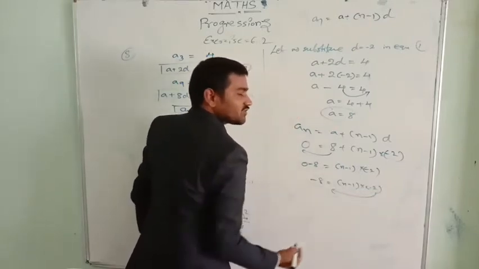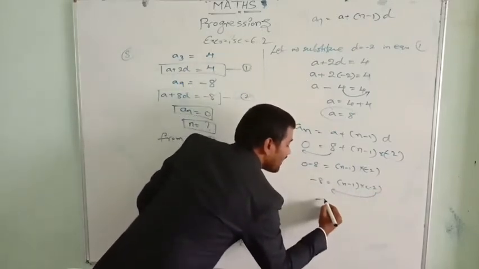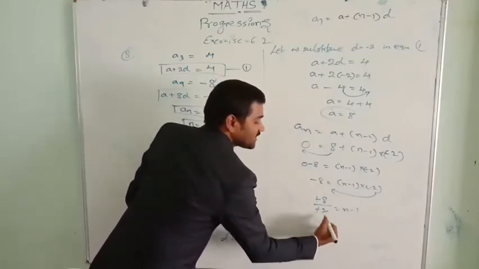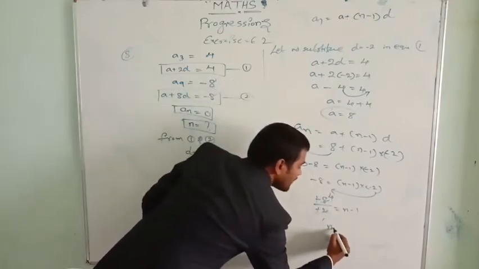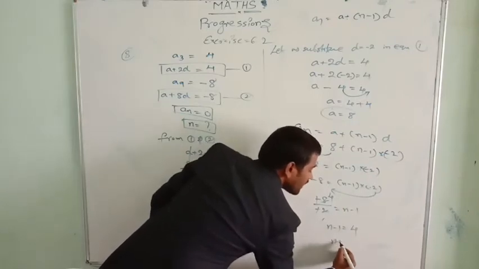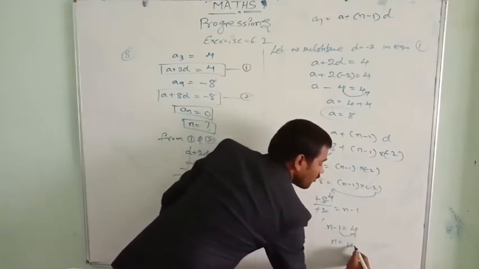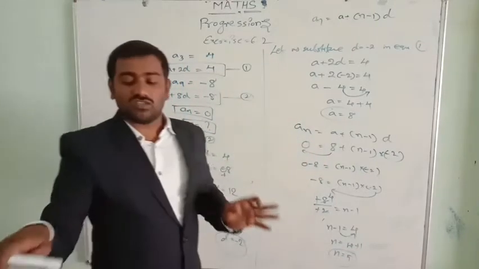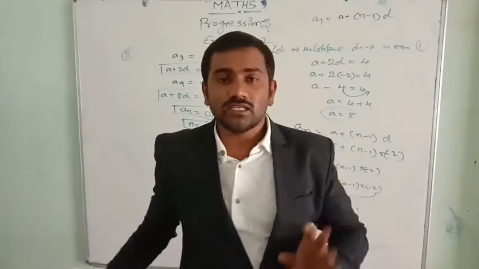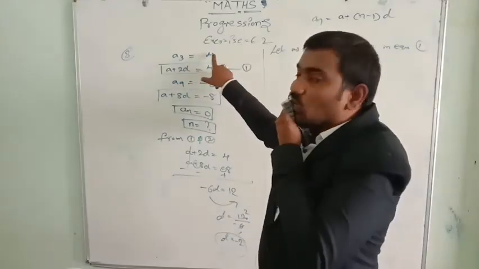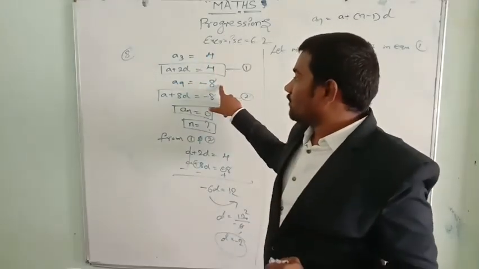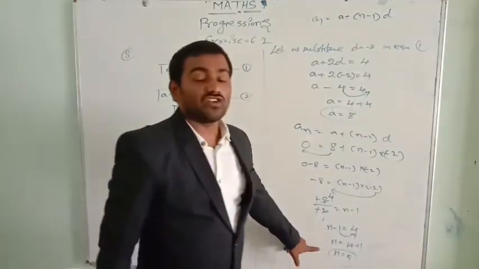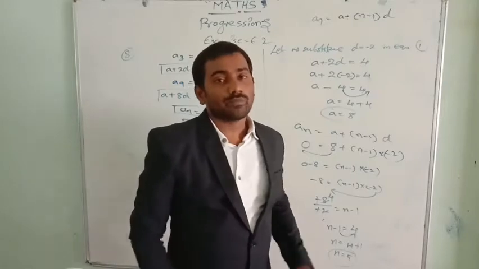Minus 2 is multiplying, so we divide by minus 2. So n minus 1, the minuses cancel, 2 fours are 8, equals 4. n minus 1 equals 4, n equals 4 plus 1. Therefore n equals 5. The fifth term of this arithmetic progression is 0. That means if a3 equals 4 and a9 equals minus 8, the fifth term is 0.